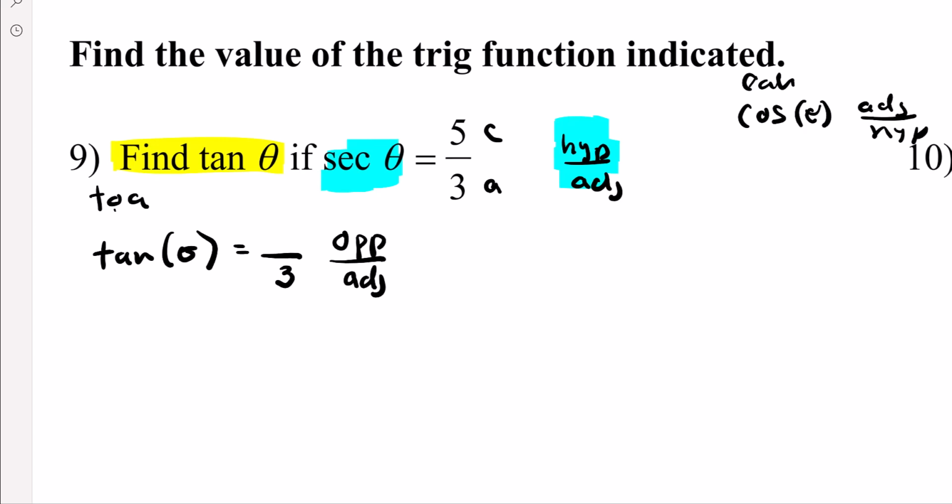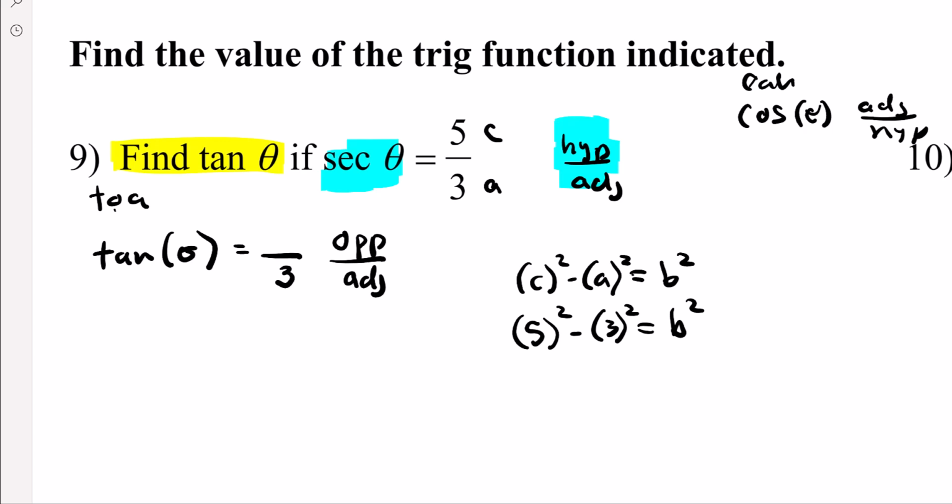So we can say C squared subtract A squared will give us B squared. So 5 squared subtract 3 squared is equal to the opposite side squared. So 25 subtract 9 is 16. And then just take the square root. 4 is equal to B, which is the opposite side. And you're done.